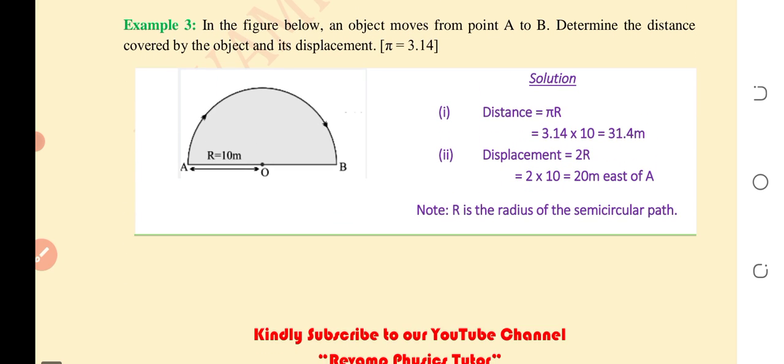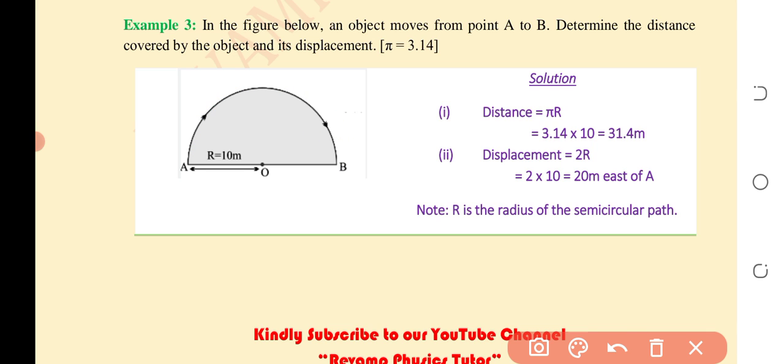In our third example, we have a figure that is showing the path of an object that moves from point A to B. We are to determine the distance covered by the object and its displacement. And if you look at the path very well, the path represents a semicircle. As you can see, the path taken from A to B represents a semicircle. So finding the distance simply means how far the object will have gone, the total path taken by the object.